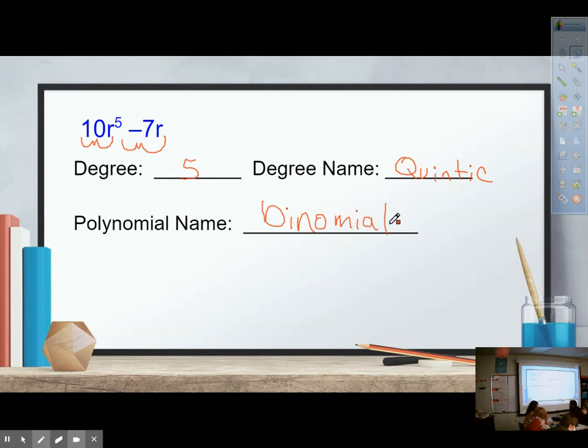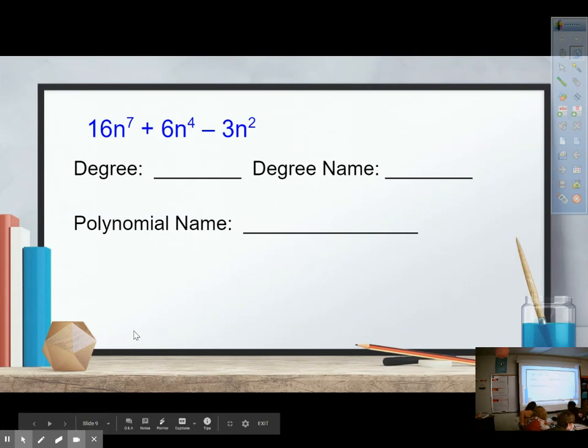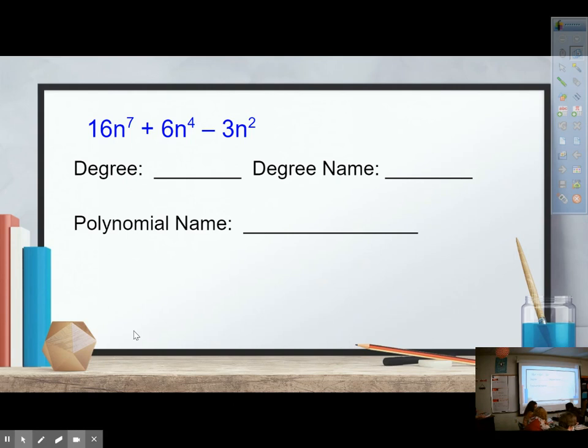This one got me because of this word quintic thing. I was like, I'm so confused. Yeah, don't get confused with the degree and the number of terms. Okay, here's your next one: 16n to the 7th power plus 6n to the 4th minus 3n squared.